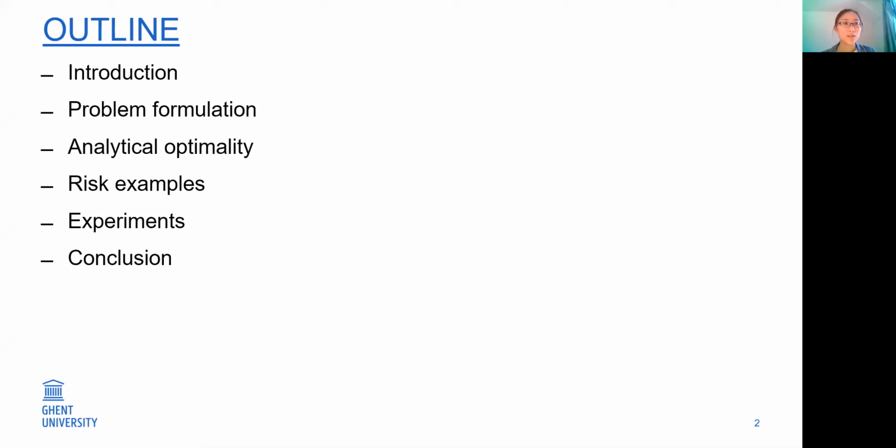The first part will give the background and the introduction of this research, and the second part will present how the problem is modeled and formulated. Then the model result will be given in the third part. To validate the model results, the risk examples and the experiments are given and conducted in the fourth and fifth part. Then the conclusions are summarized in the final part. The future research directions will be discussed.